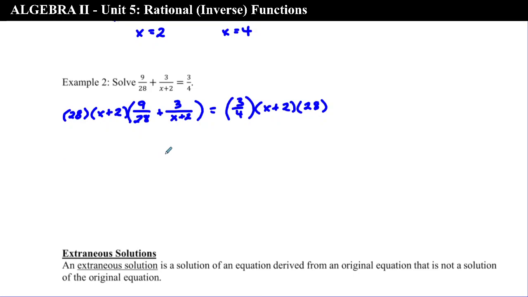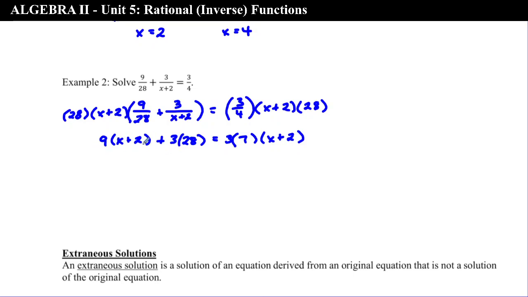So now let's multiply out. If we multiply this first set here, the 28's cancel, and we're left with 9 times x plus 2. If we multiply 3 over x plus 2 times these two terms on the outside, the x plus 2's cancel, and you're left with 3 times 28. And then on the other side, 28 divided by 4 gives you 7, and then you have x plus 2. Now the fractions have been eliminated.